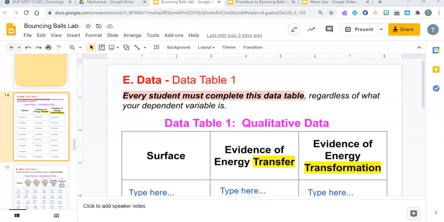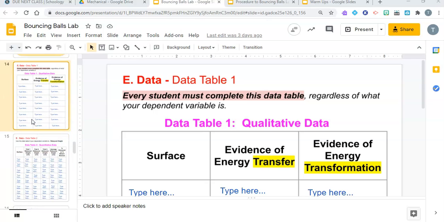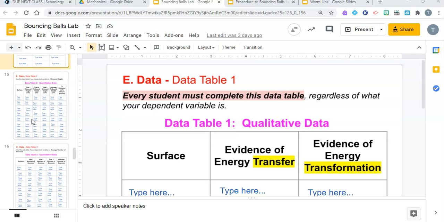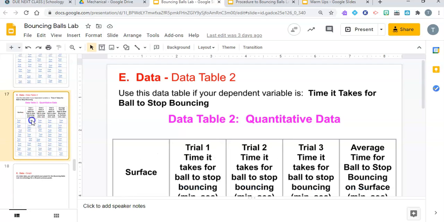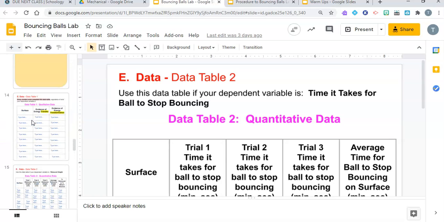Well, hello everyone. The purpose of this video lesson is to get you through tonight's homework, which was to complete 2 data tables from the Bouncing Balls lab. All of you will complete the data table on slide number 14, and then you will fill out one of the data tables either on slide 15, 16, or 17, depending on what your dependent variable was for the Bouncing Balls lab. So I want to explain how to complete these 2 data tables.